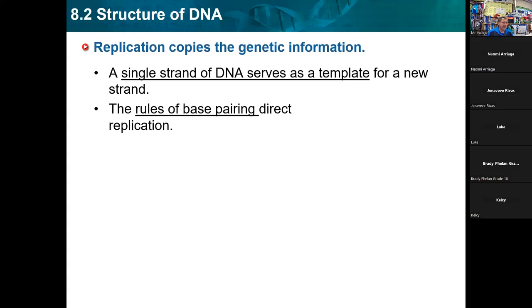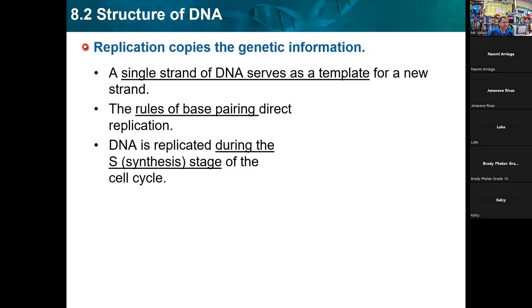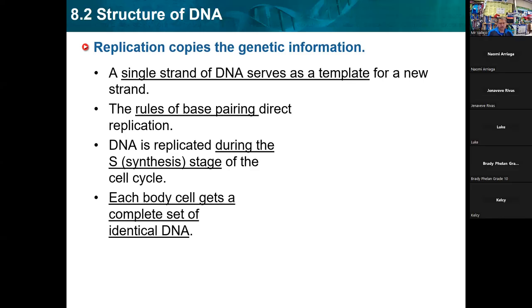So say you're a single strand, not the double strand where it's usually in. The single strand DNA serves as a template, and the rules of base pairing direct the replication. This happens during mitosis, and actually it happens during the cell cycle before mitosis. And one of the steps of interphase, which is part of the cell cycle, is called the synthesis or S phase or S stage.